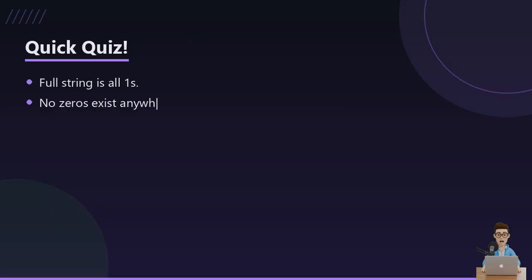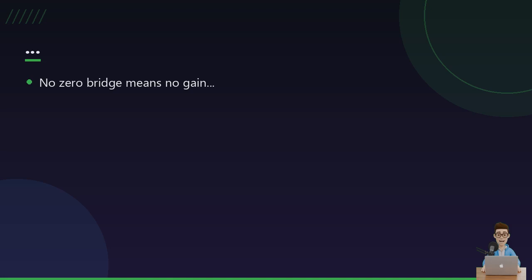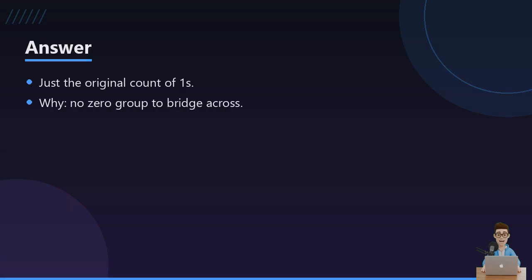First one. If the string is already all ones, what's the answer? Pause and take a guess. Think about what the trade actually needs to work. It's unchanged, the total ones. With no zeros between groups, there's nothing to merge, so you gain nothing.